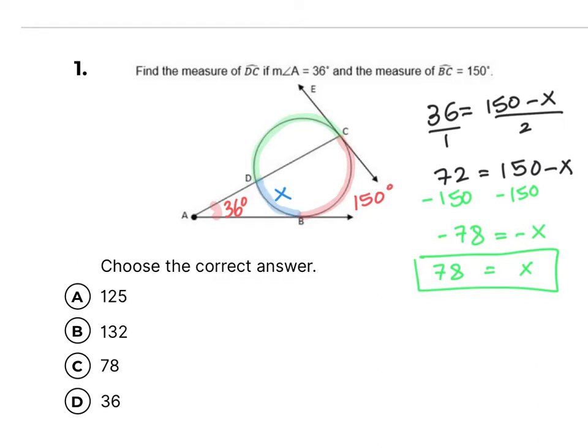And then to find the measure of arc DC, I can do 360 minus 78 minus 150, and I get 132 degrees. So in this question, we use the rule that the angle outside the circle is half the difference of the intercepted arcs. Then we use the rule that the sum of arcs in a circle is 360.